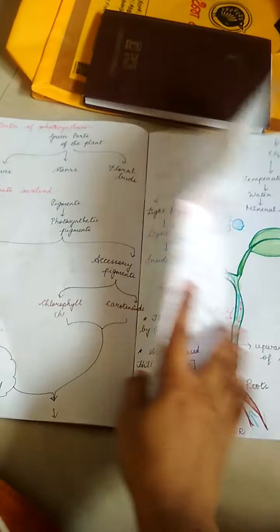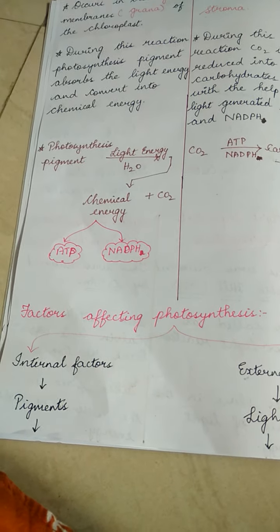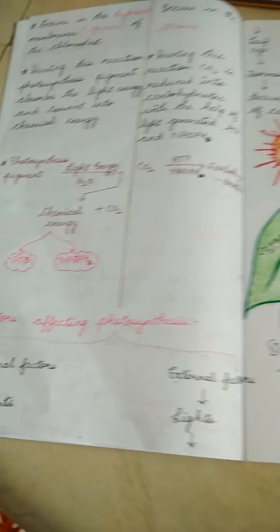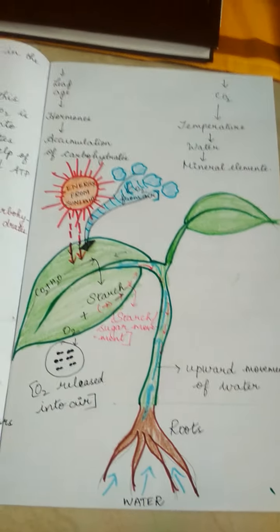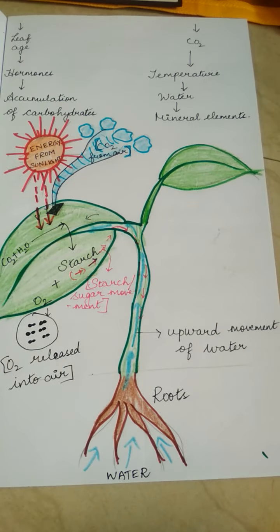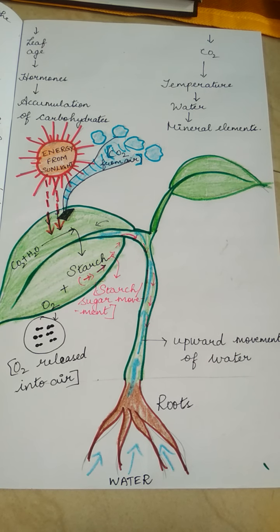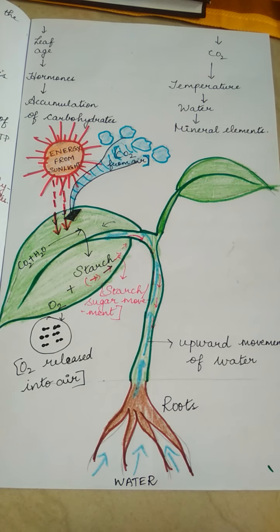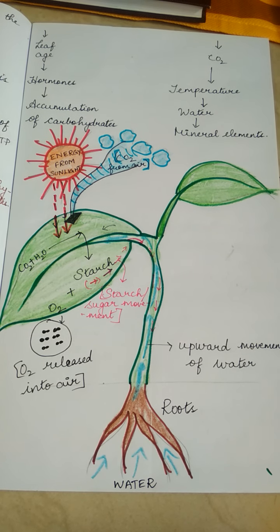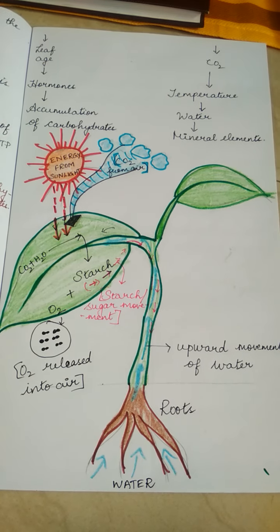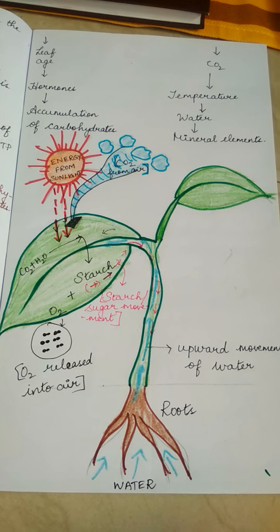Then, after finishing that, the final thing to write is the factors affecting photosynthesis. After finishing the factors affecting photosynthesis, you can give the schematic, that is diagrammatic, representation of the entire answer, and the diagram will fetch you marks. If everything is explained within the diagram, it will help you in fetching more marks.